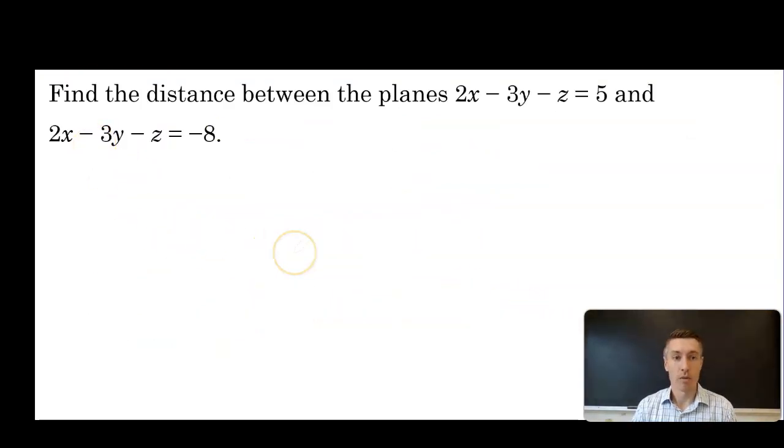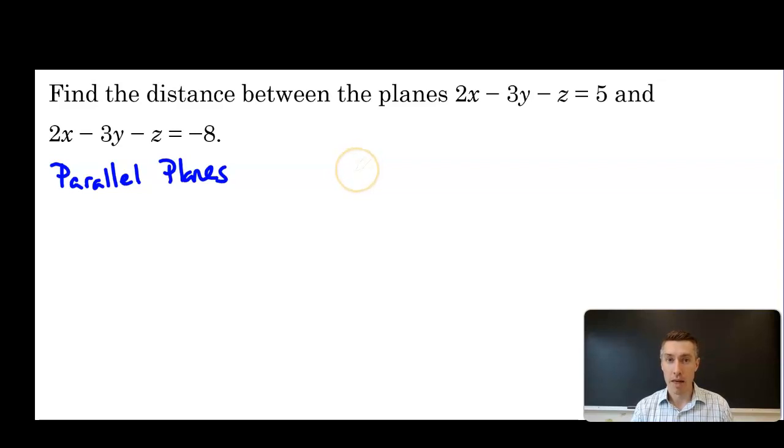Now our second example, find the distance between the planes 2x minus 3y minus z equals 5 and 2x minus 3y minus z equals negative 8. So the first thing to notice is we have parallel planes. Important to notice, because how we notice that is their coefficients are the same in this case, or they could be scalar multiples of one another. And the reason that's important is if the planes were not parallel, then that means they're intersecting, which means the minimum distance between the planes would be 0. We'd have way less work to do. But in this case, we do have two parallel planes.